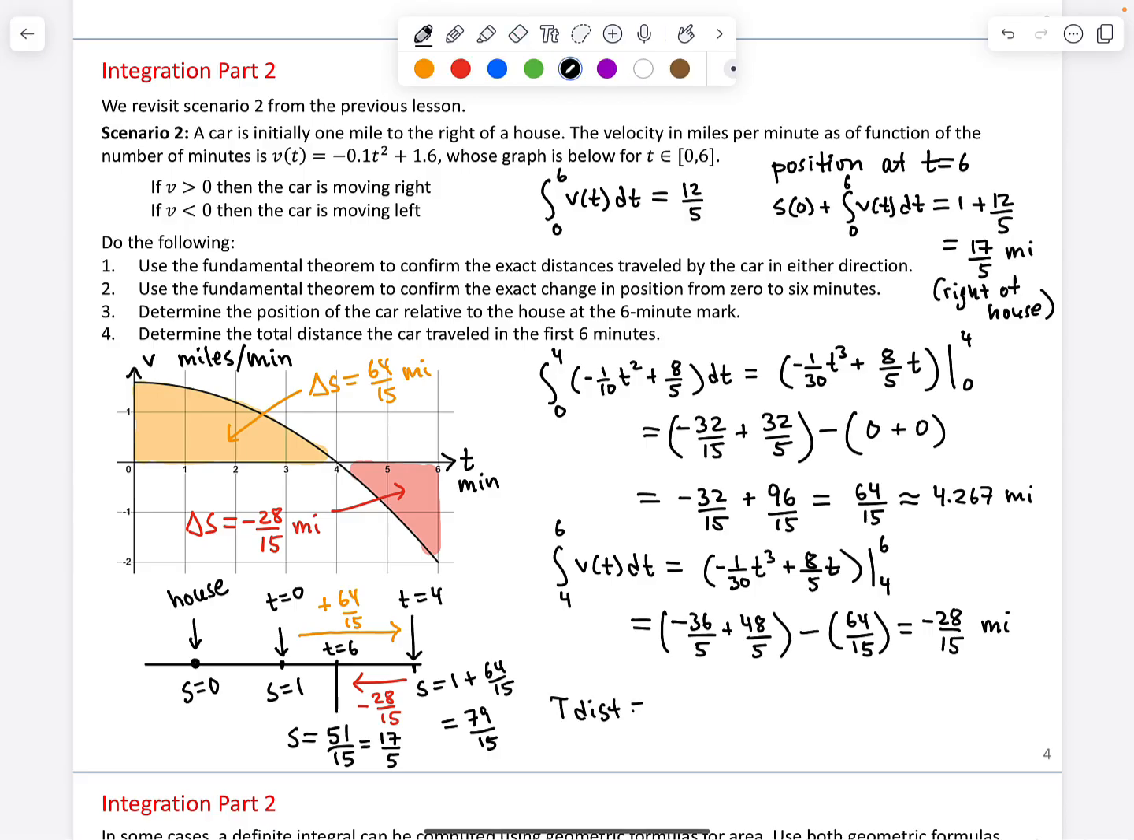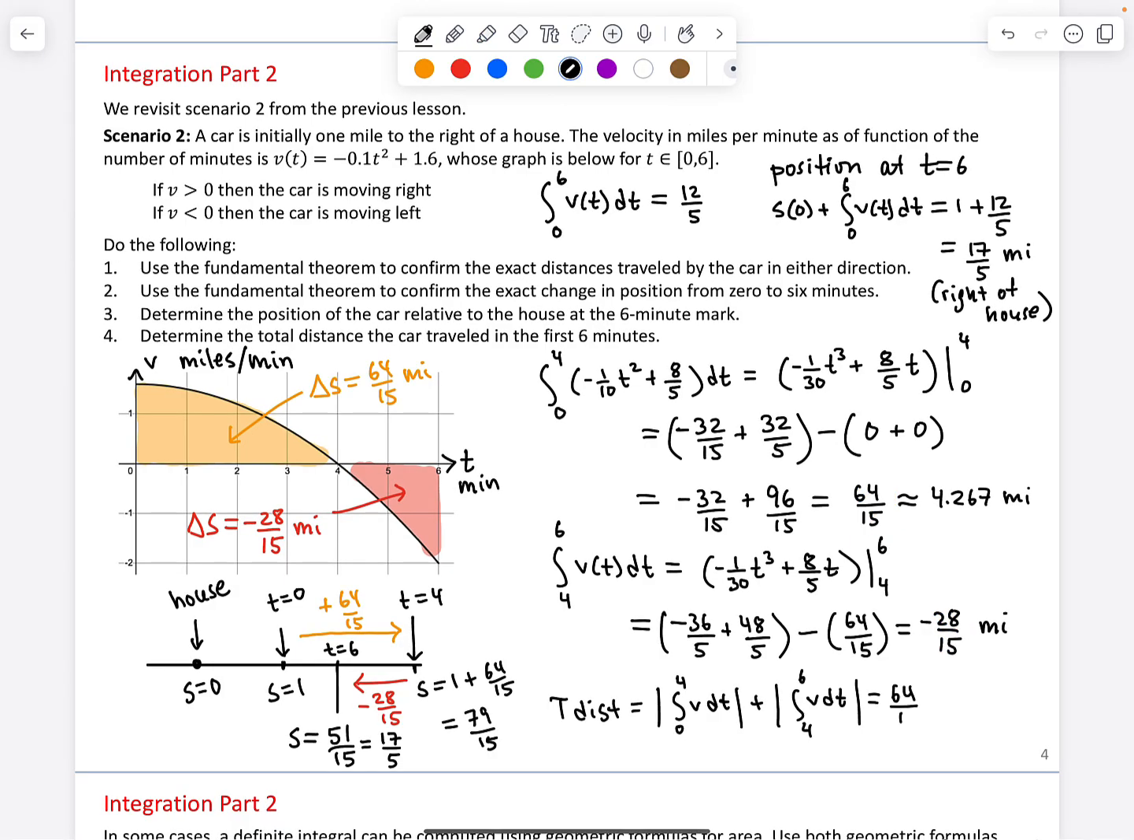The total distance can be found by finding how far it went right and then adding to that how far it went left. So if we take the absolute value of the integral from 0 to 4 of the velocity and add to that the absolute value of the integral from 4 to 6 of the velocity, so take this distance it went right and then make this distance be positive and then add them together, we can get the total distance traveled. So we get 64/15 and add to that 28/15, and we get 92/15 measured in miles.